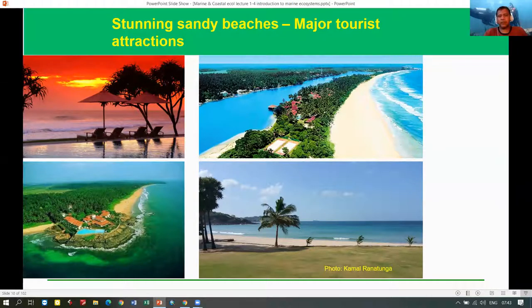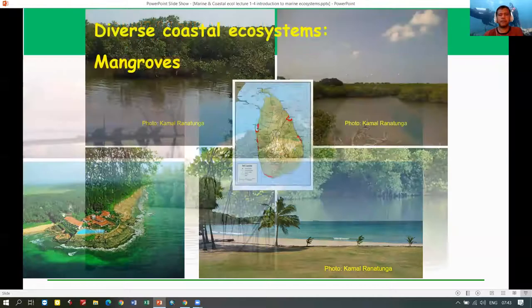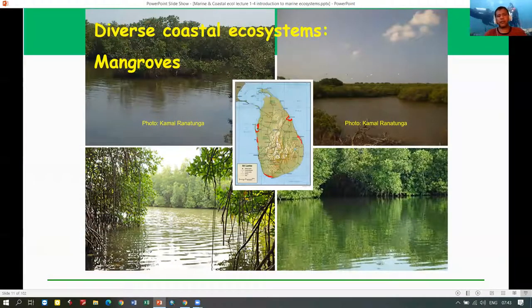As I mentioned before, these are very attractive ecosystems, mainly for the tourists. The main attractions for the tourists are actually in the coastal environment, as you would see from these pictures of different areas in Sri Lanka. At the same time, there are diverse coastal ecosystems including mangroves, right? These are part of the major attractions for the tourists, but for the ecologists, there is a lot more to study in the mangrove habitat. They are so unique.